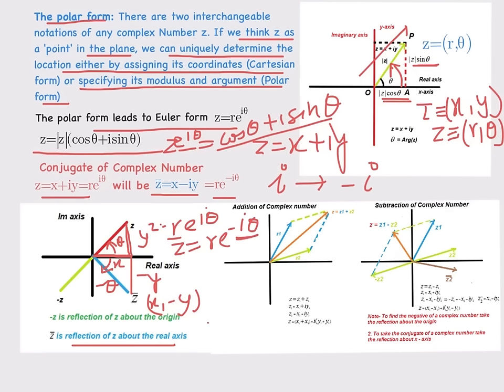And what is minus z? Minus z is simply minus x minus iy. So displacement along the x-axis is minus x, and along the y-axis is minus y. So minus z is the reflection of z about the origin.